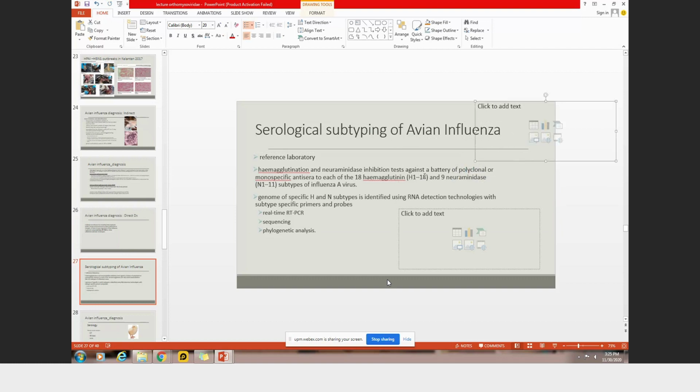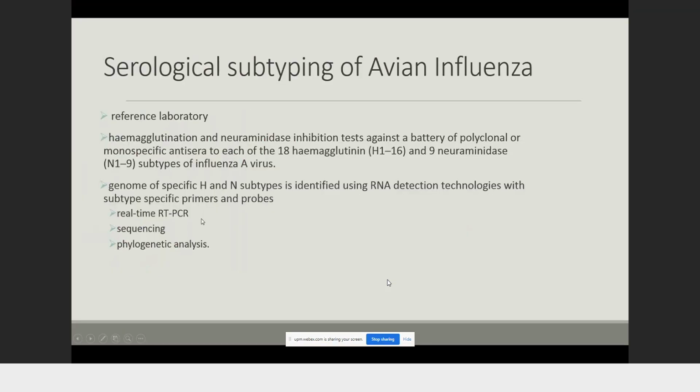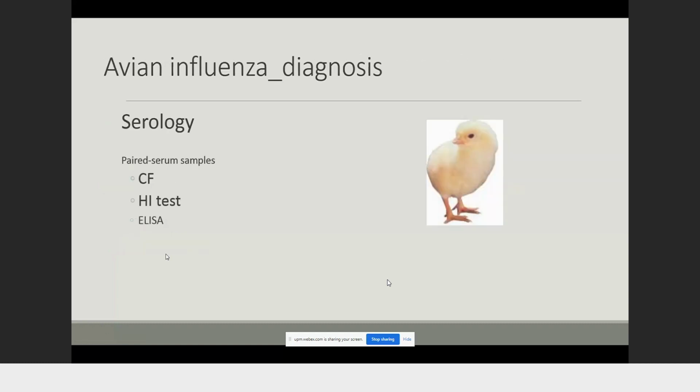Okay, and then the subtyping also can be performed using genome-specific HA and NA subtype assays with real-time PCR, and then you proceed with sequencing and phylogenetic analysis. Okay, serology, you can perform serology as I mentioned previously, mainly to determine the efficacy of our vaccine.